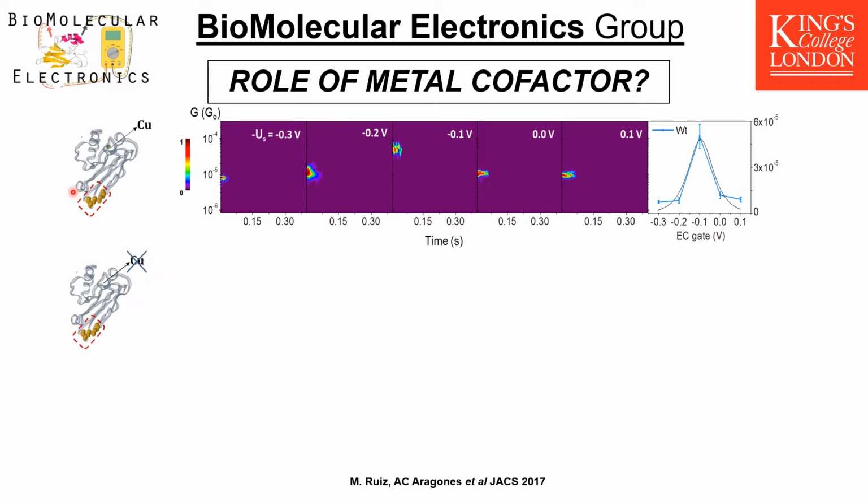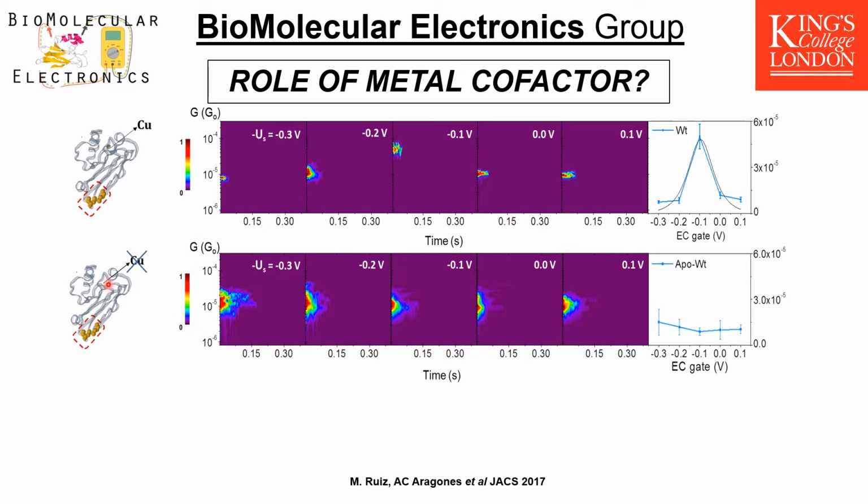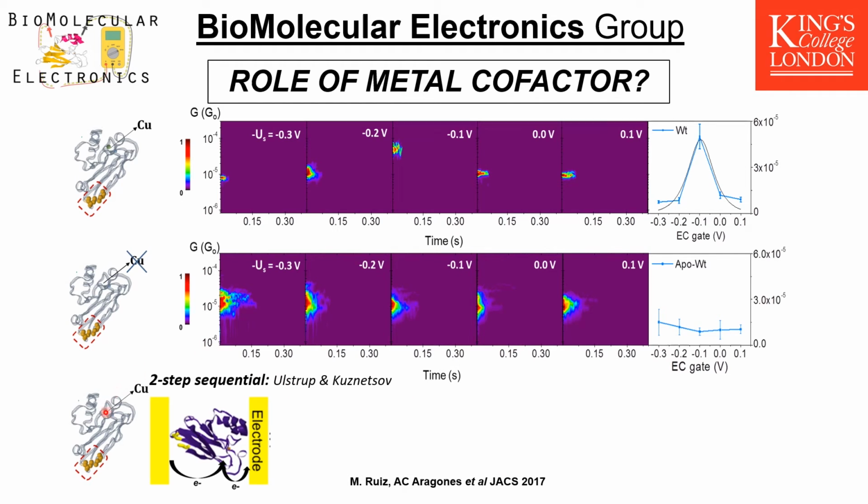Now, if we remove the copper, which is something we can do chemically very easily, we see that this enhancement disappears, and we have this flat line of the conductance as a function of the electrochemical potential gradient of the junction. From these two pictures, we can extract very interesting mechanistic information. This kind of bell shape in the conductance versus electrochemical potential gradient is characteristic of a mechanism called two-step sequential tunneling, where the electron goes into the copper center and then escapes to the second electrode over here in the junction.